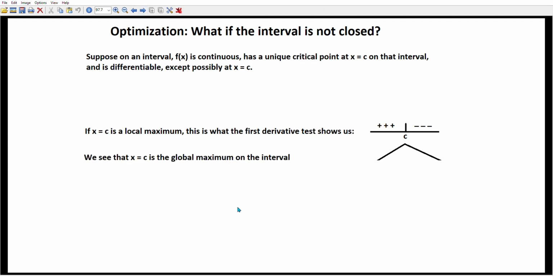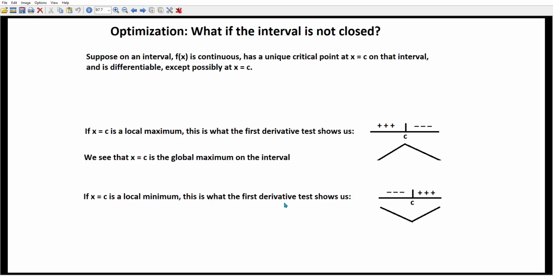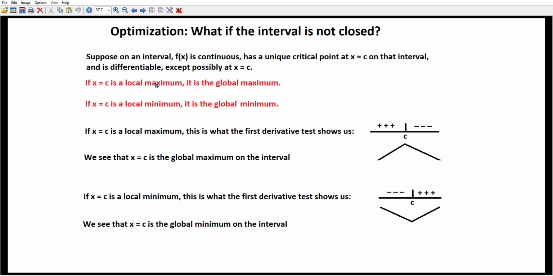And if you look at a minimum, what you're going to see is exactly the same thing. This is what the first derivative test is going to tell us. We go down, then we go up. There's no other point on the interval that can be as low as this, because we move up away that way and we move up away this way. So this thing is the global minimum for this interval. And what that means is, if you have a unique critical point on your interval, if you're at a local maximum, it's the global maximum.